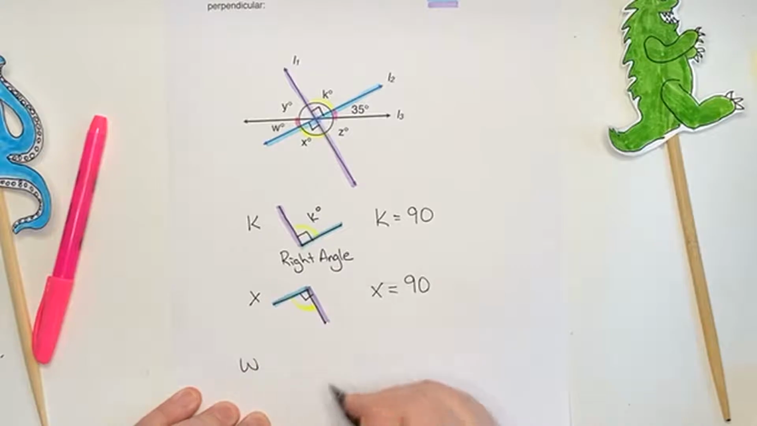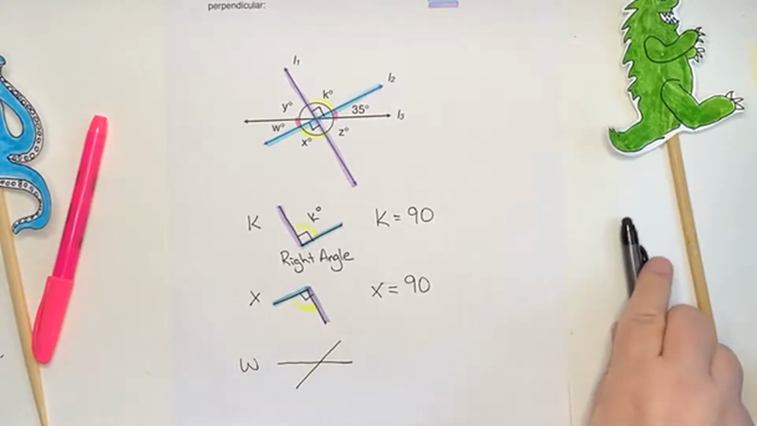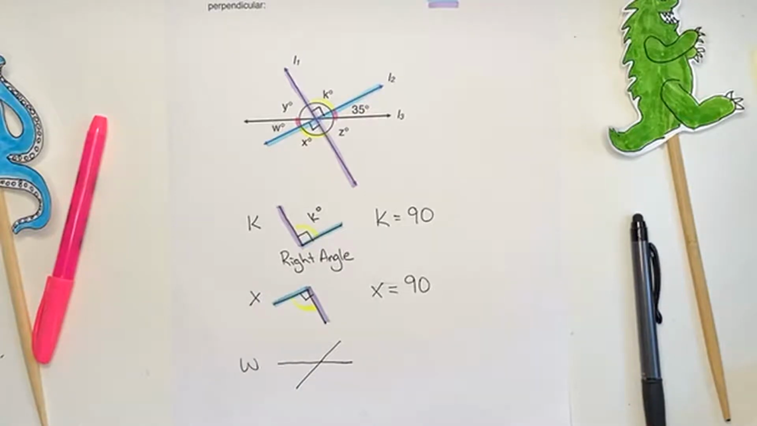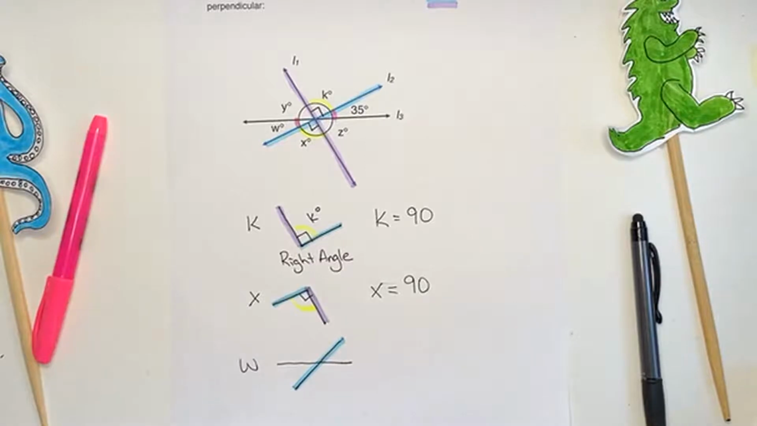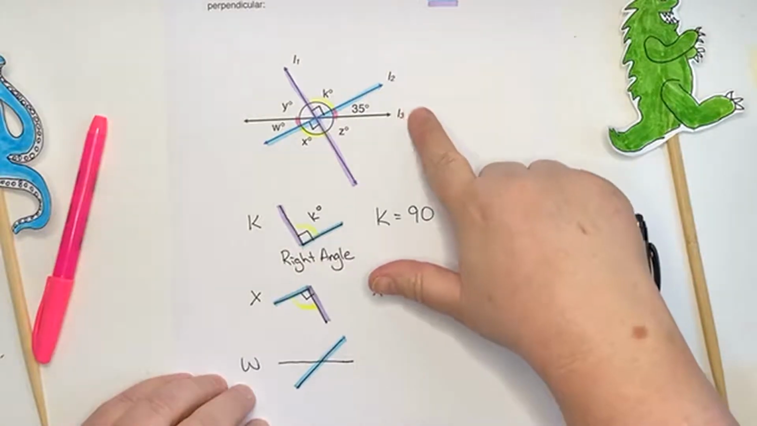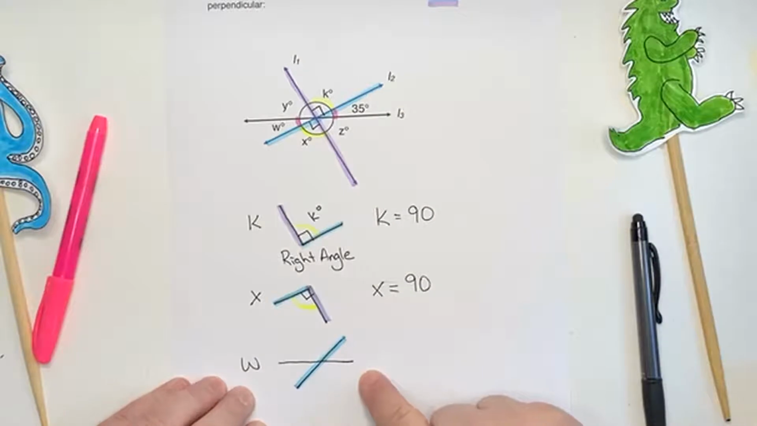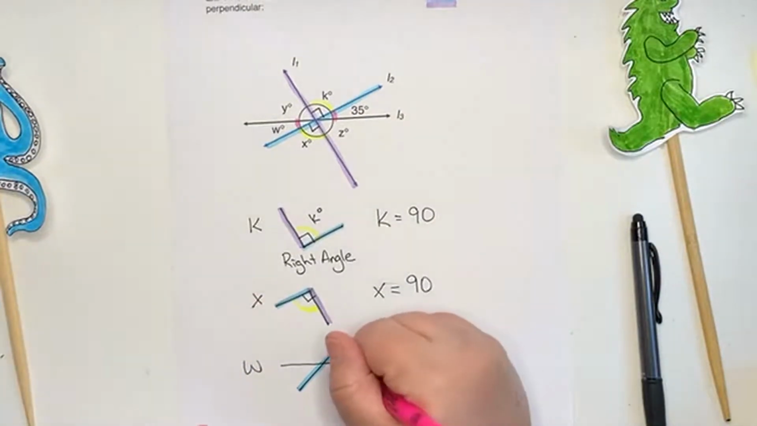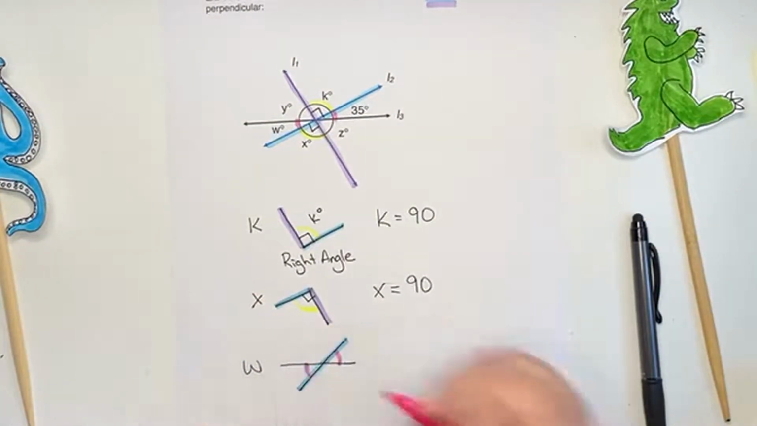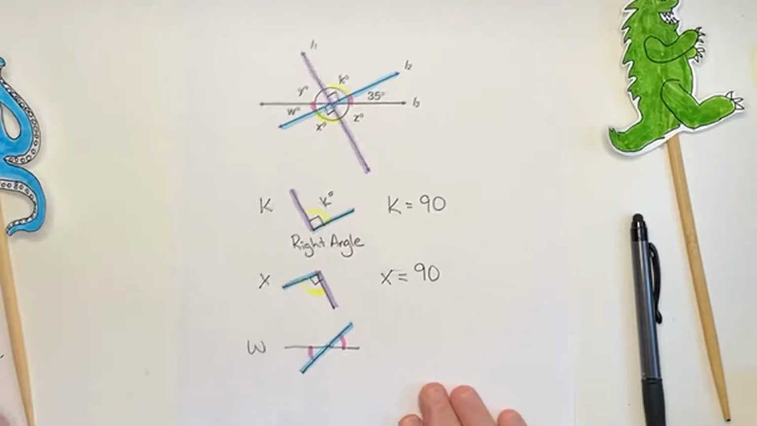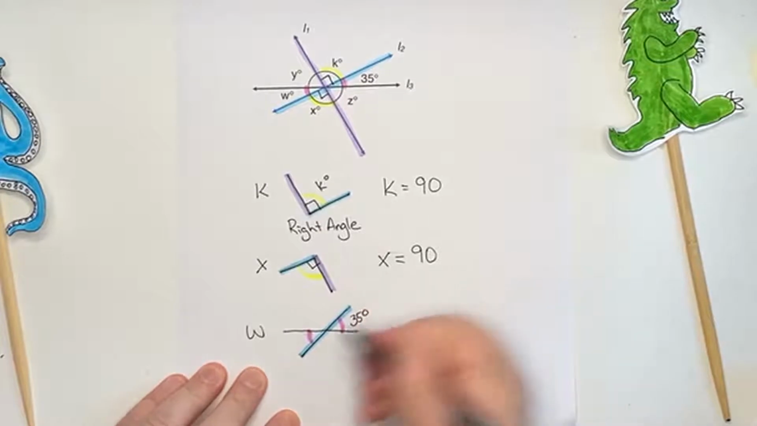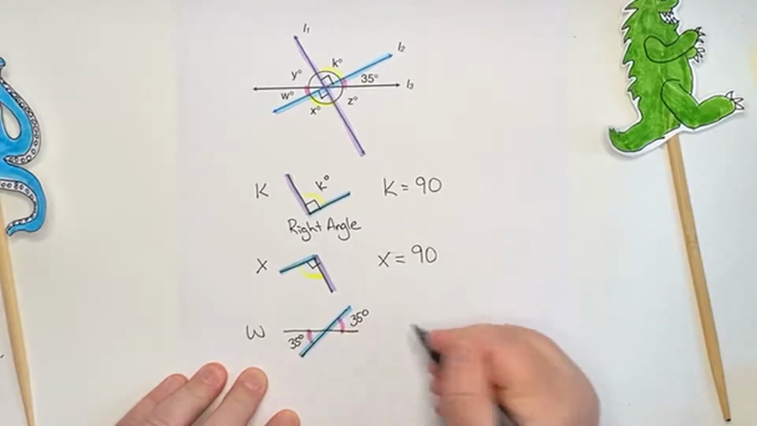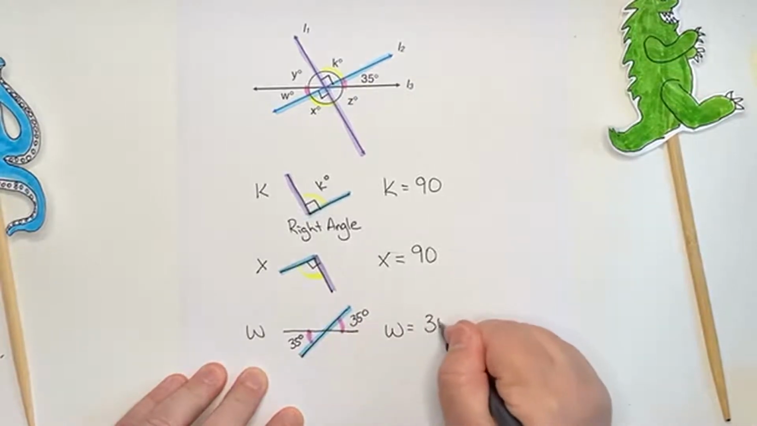So this is W. I'm looking at that, and one of these lines is the blue line, and one of the lines is, I just left black to make it easier to see, line 3. So line 2 and line 3. I claim those two angles over here and over here are vertical angles, or opposite angles. If this is 35 degrees, then this must also be 35 degrees. So W is 35.